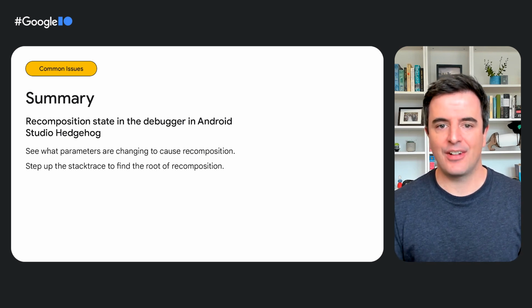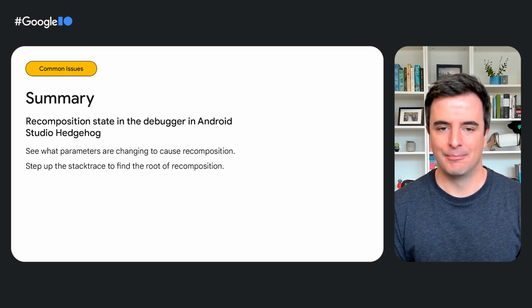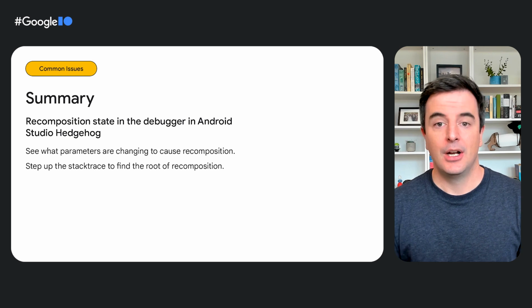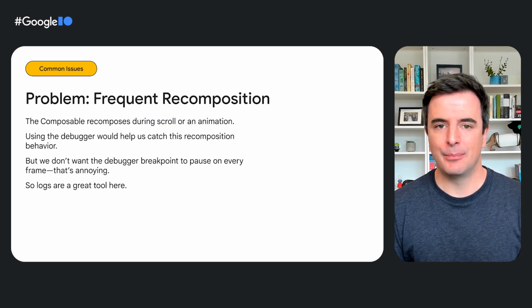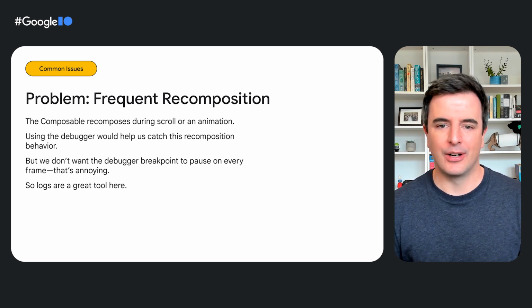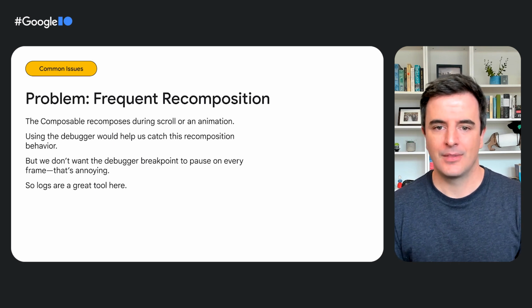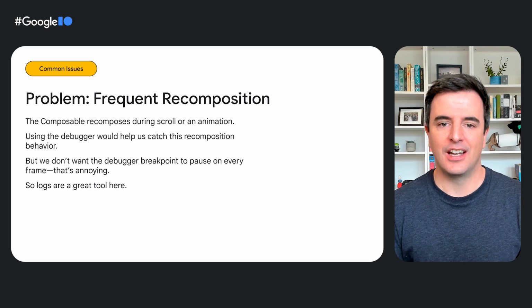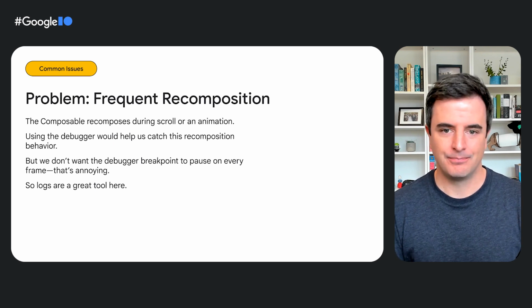This is just the start of our work with composition state in the debugger, and we will have more to share soon. But sometimes you might have something that recomposes frequently. Maybe a composable that is involved with scrolling or an animation, and you need to track the state over time. The debugger here would be annoying to use, as it would break too often and stop the flow of composition.